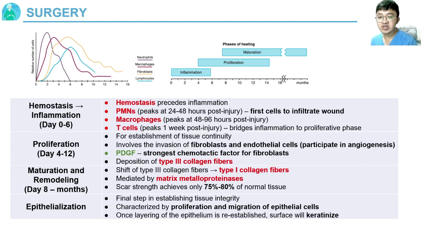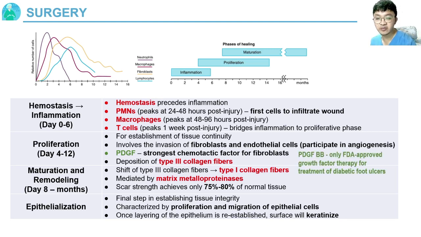So for fibroblasts, the strongest chemotactic factor is actually your PDGF. Your PDGF stands for platelet-derived growth factor. And scientists have actually made use of the properties of PDGF, because your PDGF-BB is the only FDA-approved growth factor therapy for the treatment of diabetic foot ulcers. It's in your proliferation phase, again, where you have your fibroblasts, which deposit your type 3 collagen fibers, which are your scaffolding fibers, again, 3 pair.